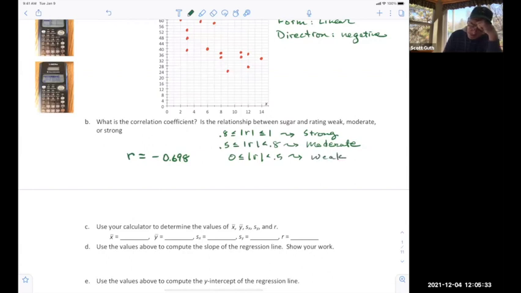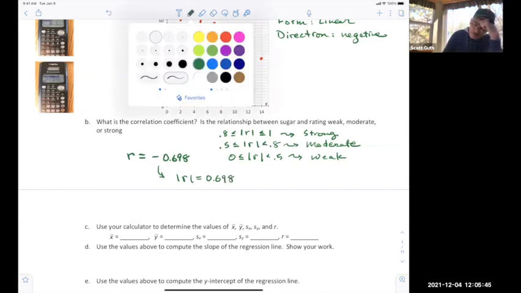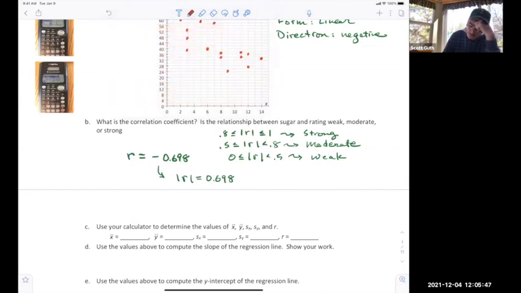Okay. So here, the absolute value of R is 0.698, and that's about 0.7. And I think you can see that that will put it in the moderate category. So the relationship is moderate. I'll say moderately strong.